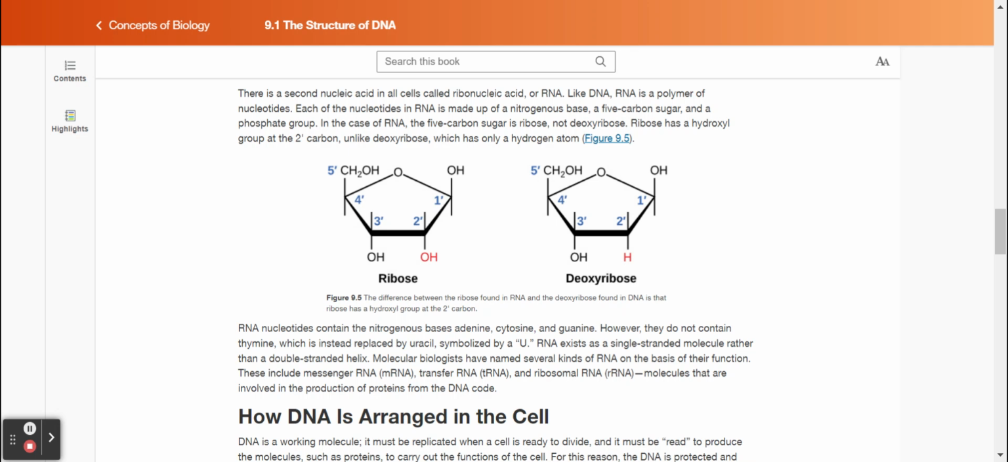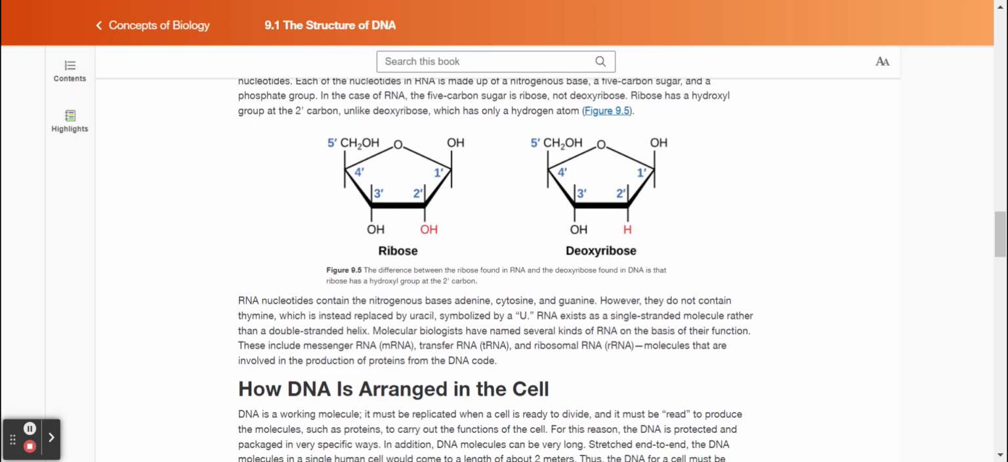Molecular biologists have named several kinds of RNA on the basis of their function. These include messenger RNA, or mRNA, transfer RNA, tRNA, and ribosomal RNA, rRNA, molecules that are involved in the production of proteins from the DNA code.